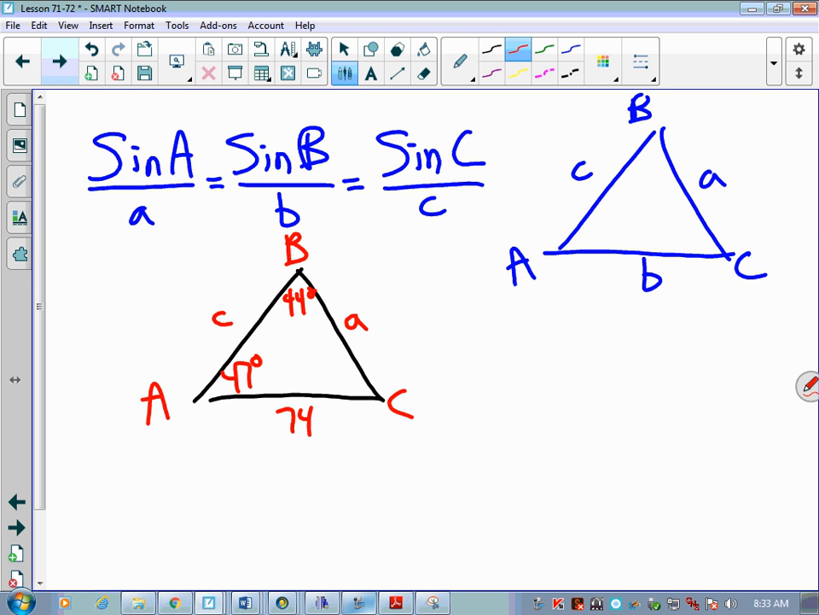All right, it's asking us to solve the triangle, which means whenever they say solve the triangle, they mean solve for all the missing parts. We have three missing parts here. We have angle C, side c, and side a. Okay, what's the easiest thing to solve for in that triangle at this point? Angle C. How do I do that?